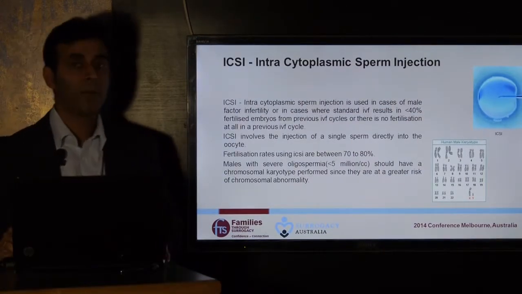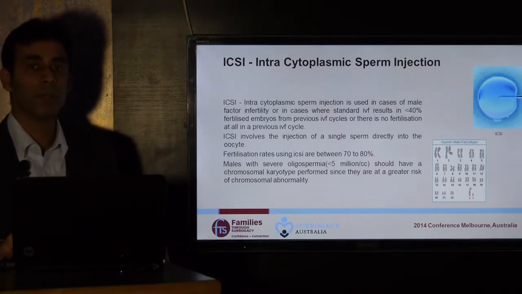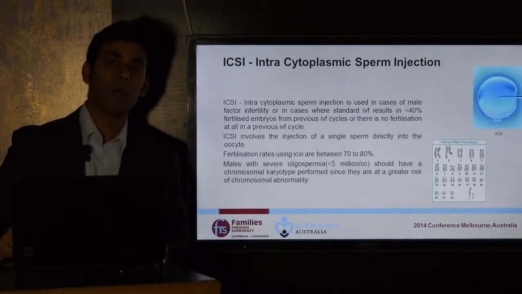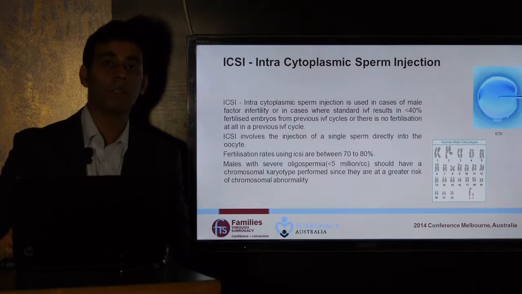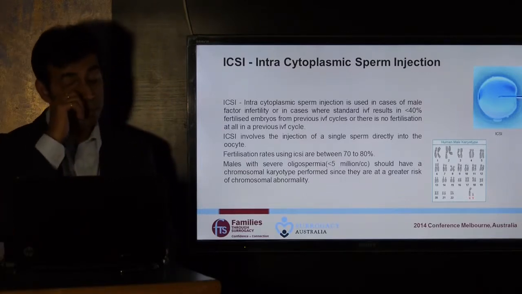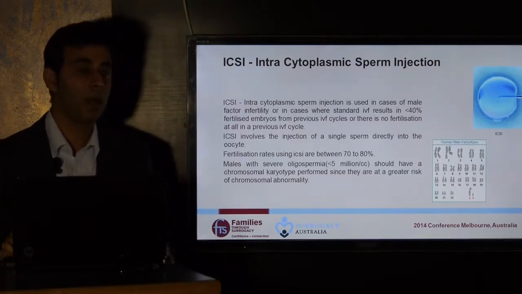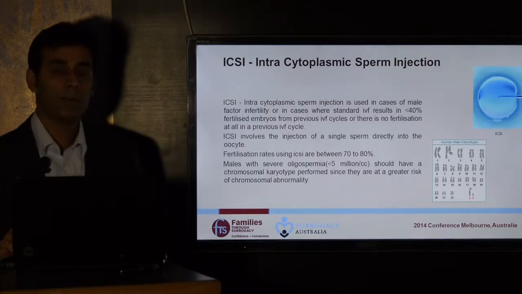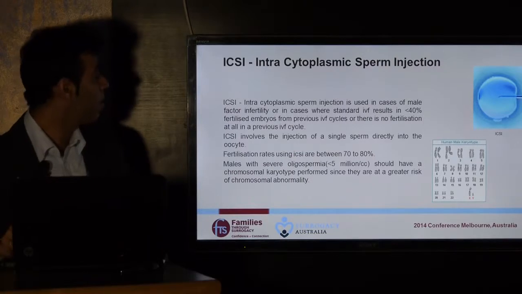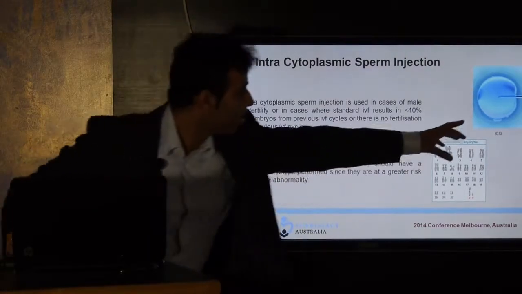ICSI, intracytoplasmic sperm injection, has been a major boost for assisted reproduction. Earlier, when males were having very poor sperm count, or a lot of abnormal sperms in their semen, or very poor motility, they had no option but to go in for donor insemination. But since the advent of ICSI, people with just a few sperms can father their own genetic child. So basically what you do in ICSI is that you inject a single sperm directly into the oocyte, as you can see in that image.